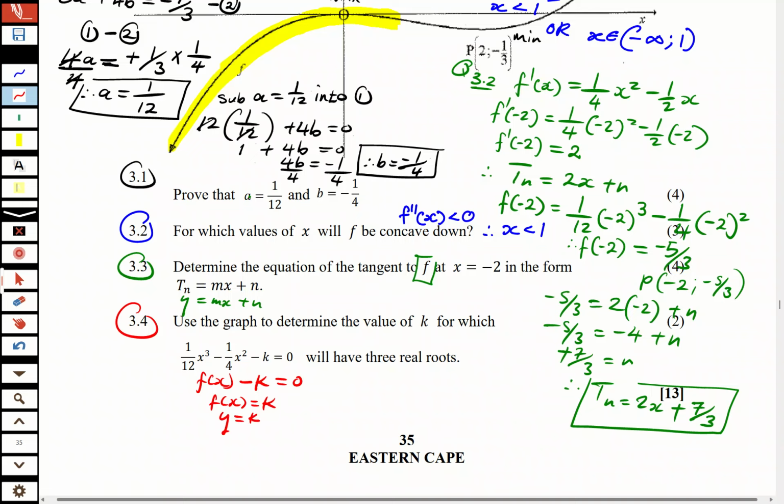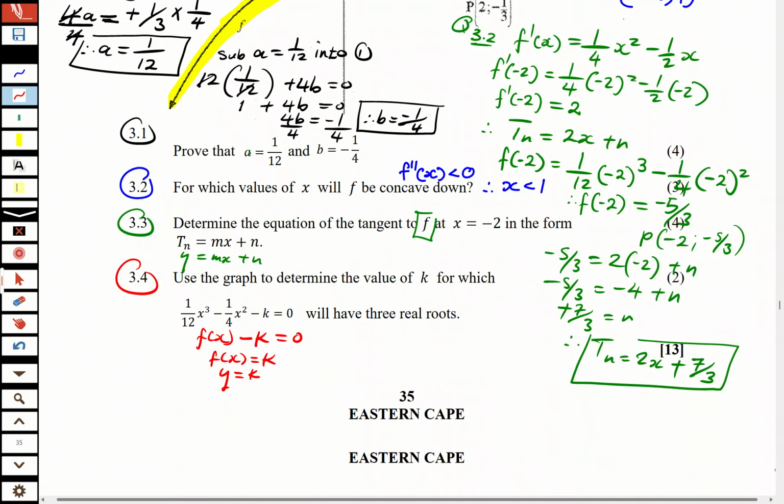But we are not done. We haven't solved anything there. So let's see. Use the graph to determine the value of k for which your function, minus k, will have 3 real roots. So guys, remember now, f of x is equal to k.